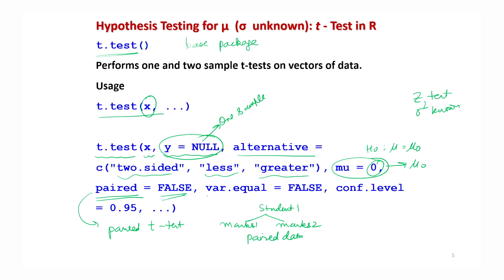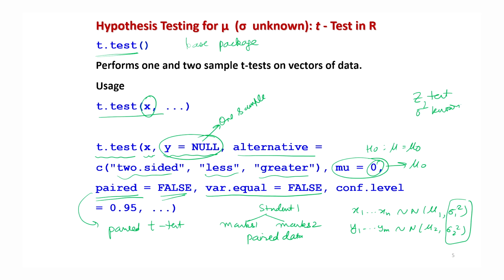Then we have another option here, var.equal is equal to false. This var.equal is the situation in the two sample case when the first sample data, let's say x1, x2, up to xn, is coming from some normal population with mean mu1 and variance sigma 1 square, and another sample y1, y2, up to ym, is coming from a normal population with a different mean mu2 and variance sigma 2 square. So the statement that variance sigma 1 square equals sigma 2 square can be true or false. That means the variances are equal or unequal.